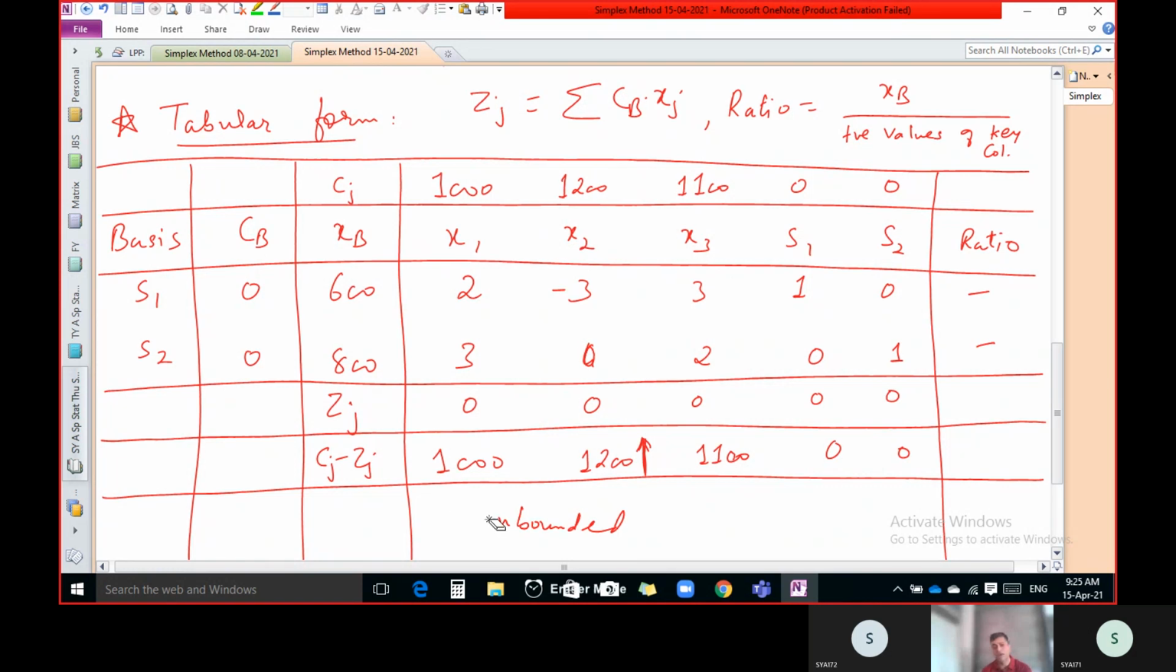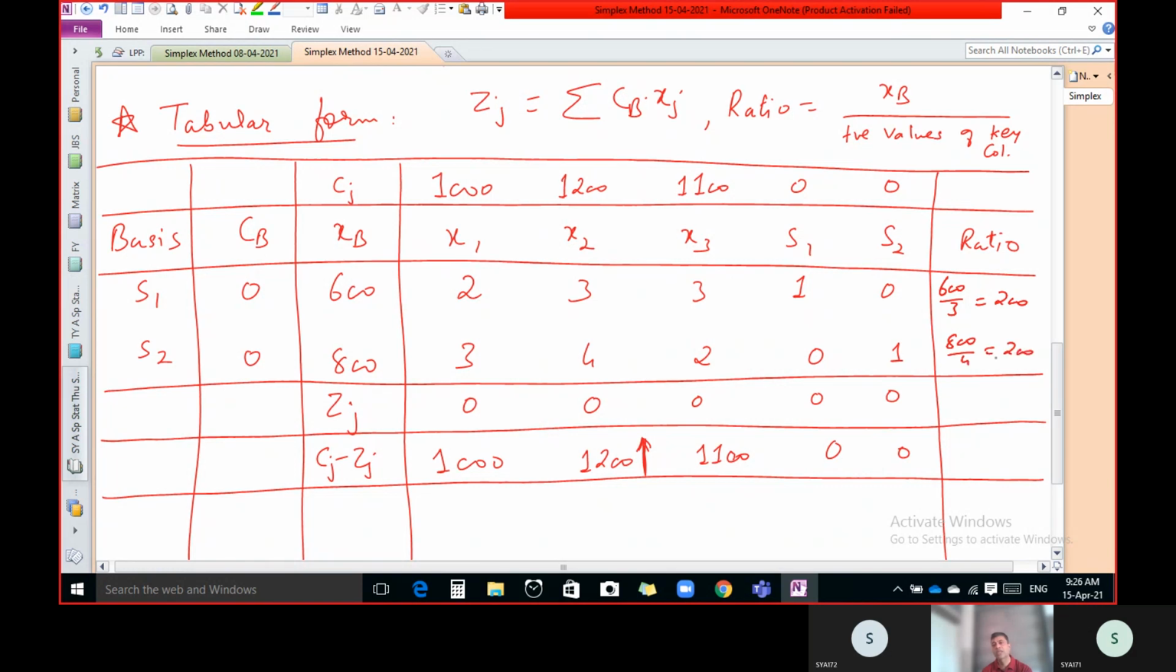But right now we know that both values are positive, so we have to find the ratio for these two values. So how to find the ratio? xb, which means this one, divided by the key column, which means this one. So 600 divided by 3. You have to write here 600 divided by 3. That is 200. And 800 divided by 4.